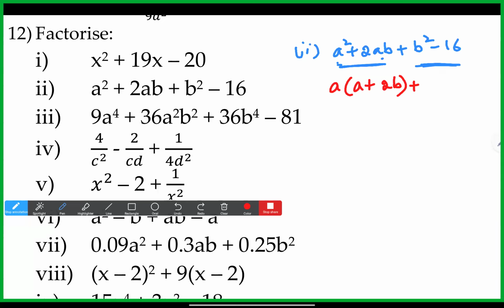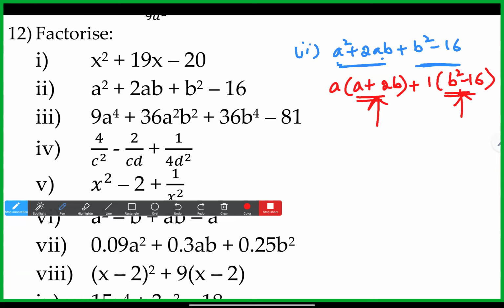Then in the next two terms nothing is common, which means 1 can be taken common. Whenever 1 is taken common, you should write it as it is, t square minus 16. Now you can see, in the before question we got the same factor in the brackets. That's why we took that common.